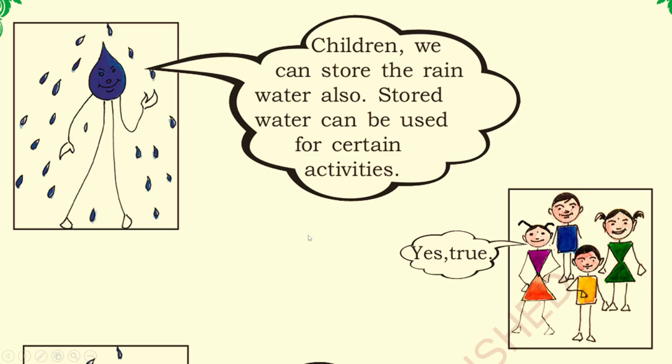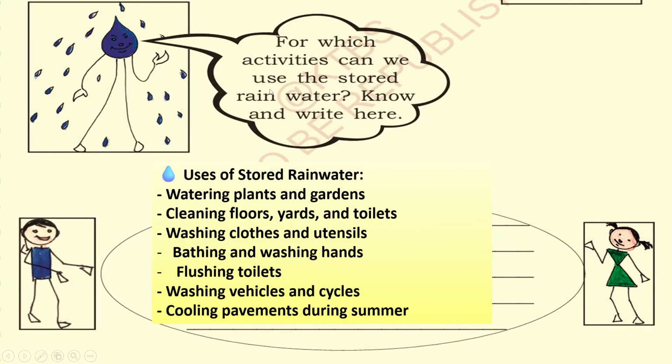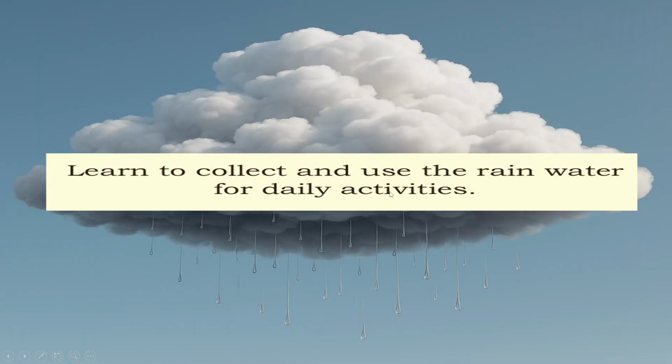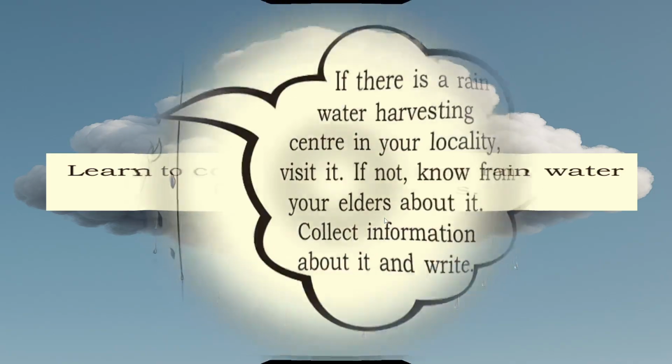Children, we can store the rainwater also. Stored water can be used for certain activities. Yes, true. For which activities can we use the stored rainwater now and right here? Use of the stored rainwater: watering plants and gardens, cleaning floors, yards, and toilets, washing clothes and utensils, bathing and washing hands, flushing toilets, washing vehicles and cycles, cooling pavements during summer. Learn to collect and use the rainwater for daily activities.